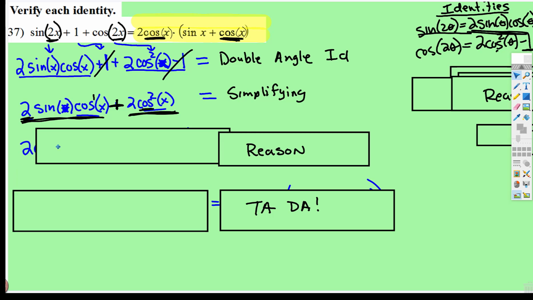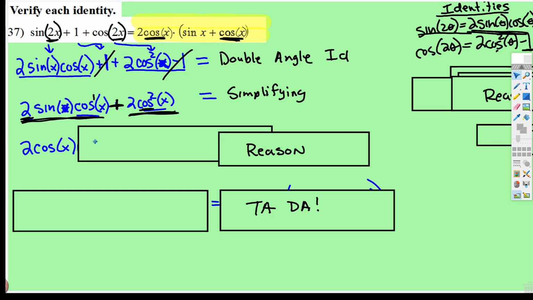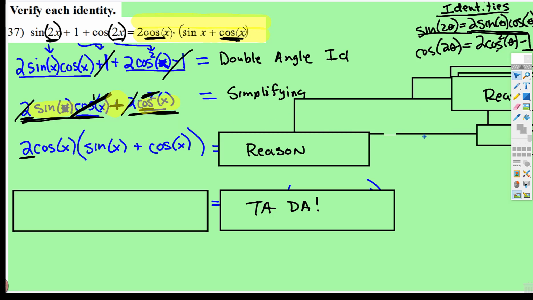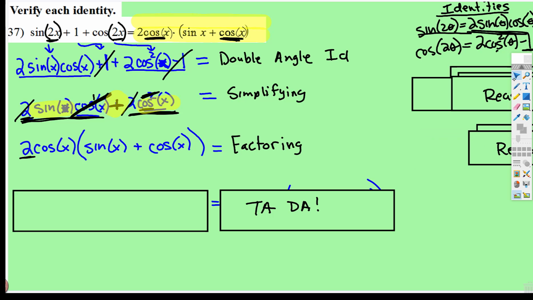So we're going to factor out a 2 cosine x, and then when we do that, the 2's come out, and this cosine comes out because 2 sine cosine theta divided by 2 cosine is just going to leave the sine. And because this is cosine squared divided by cosine, that leaves a cosine. So what is left in the parentheses is sine plus cosine. And that's what we're going to put in the parentheses. And the reason we did that, we factored out the 2 cosine theta.